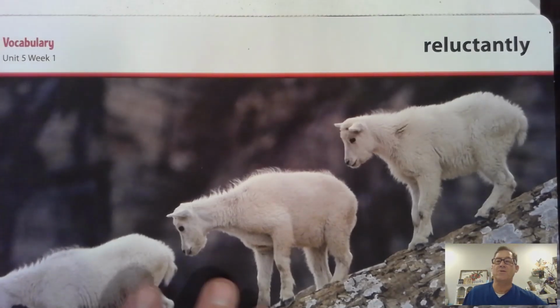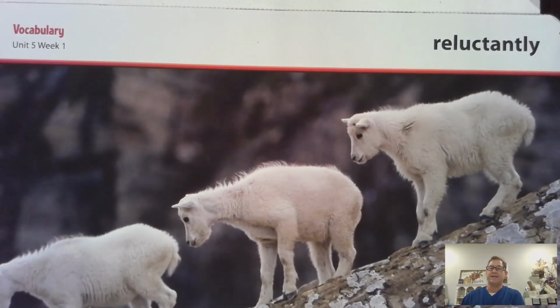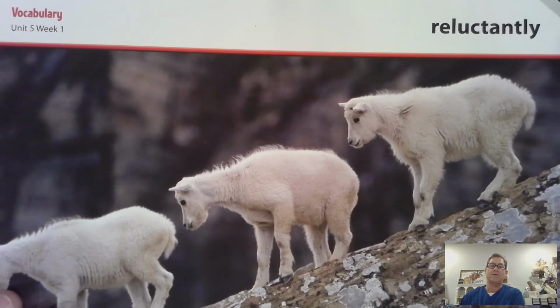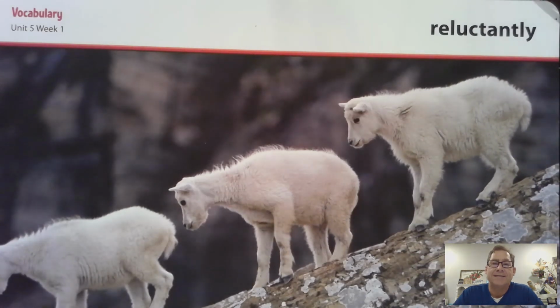Okay, and the final word in our story this week is reluctantly. Say that word with me. Reluctantly. To do something reluctantly is to do something unwillingly. For example, the goat stepped reluctantly down the steep path. Show how you would raise your hand reluctantly.